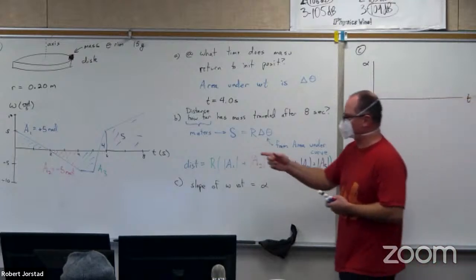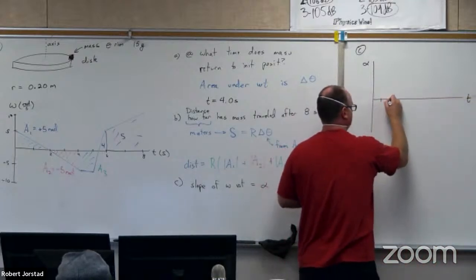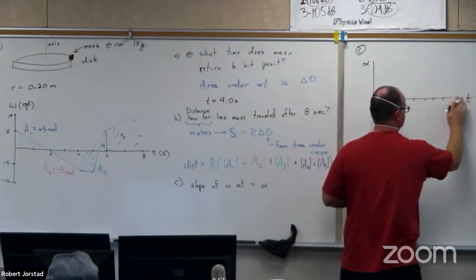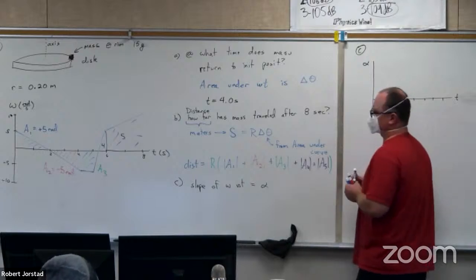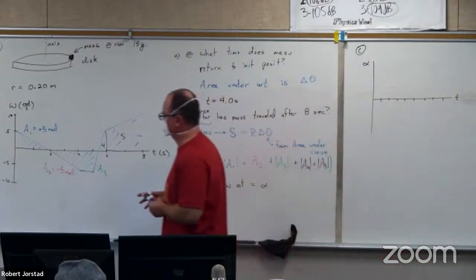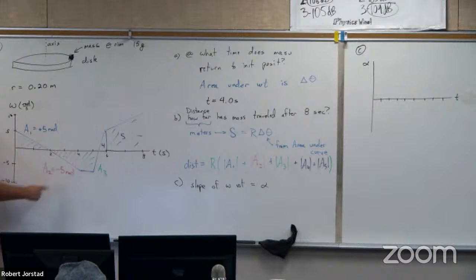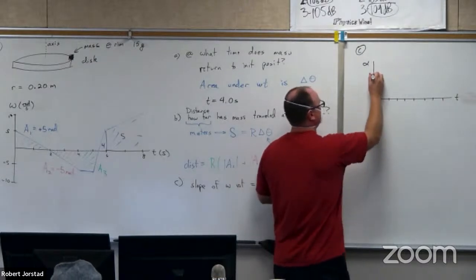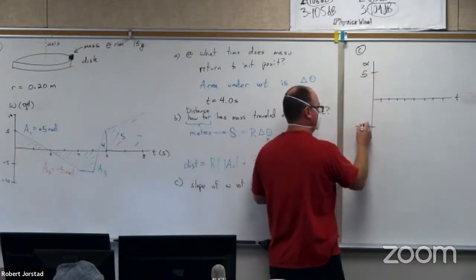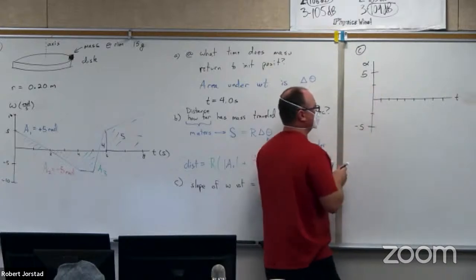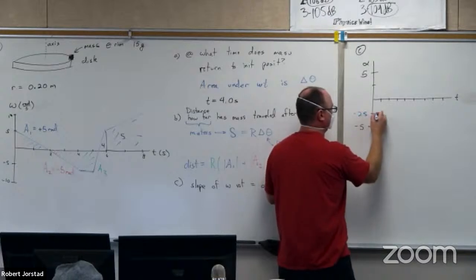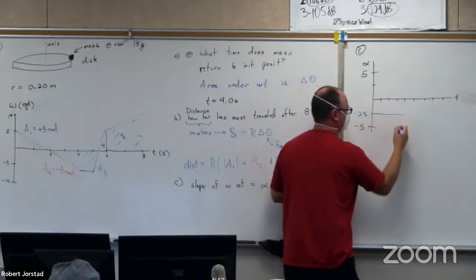What's the slope from 0 to 4 seconds? 1, 2, 3, 4, 5, 6, 7, 8. So from 0 to 4 seconds, what's the slope? Negative 5 over 2, so negative 2.5. So let's just say here's 5, this is negative 5. So it should be right there, right?